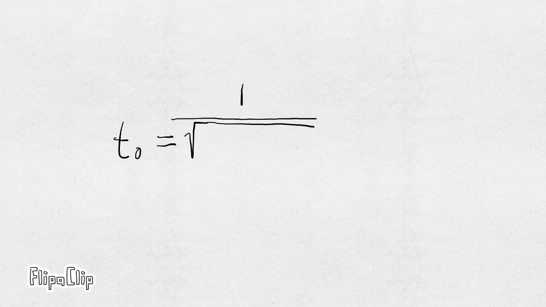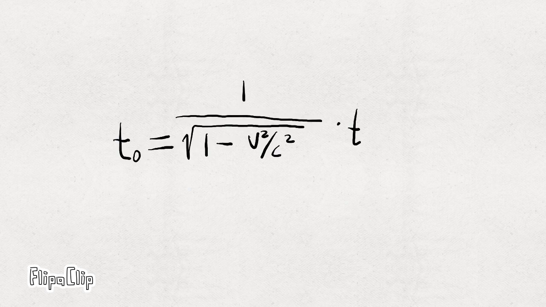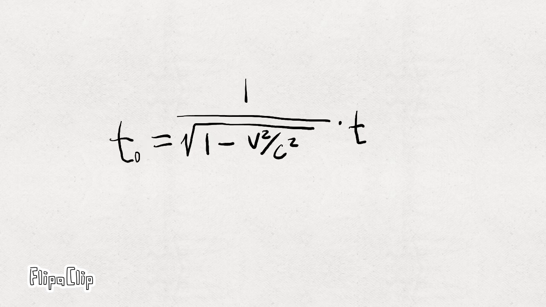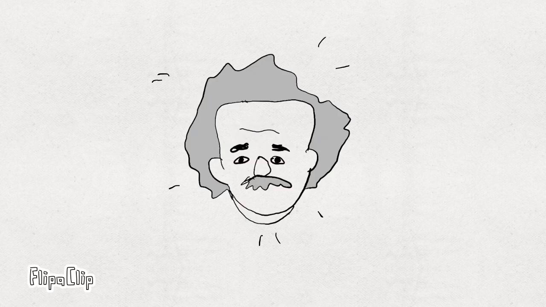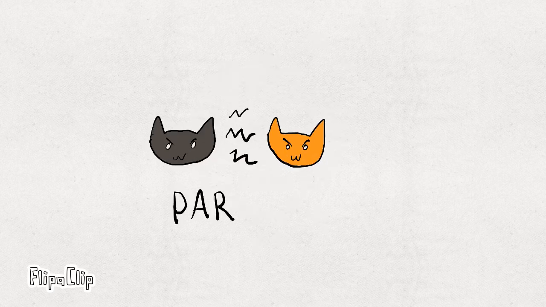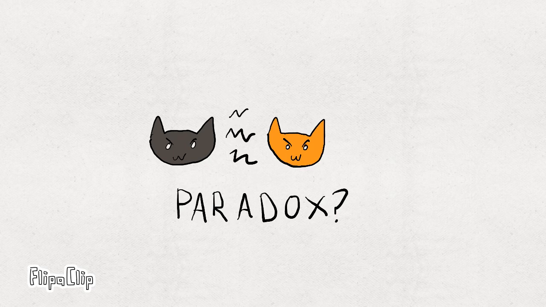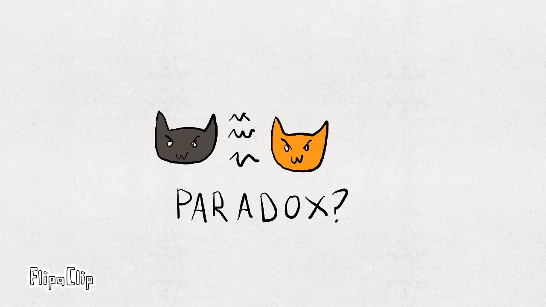They would both use the equation T0 equals 1 over the square root of 1 minus v squared over c squared times t. However, since both frames of reference are considered correct, both the cats would say that less time had elapsed for themselves. So which one is right?